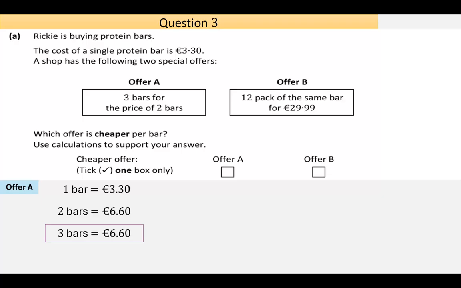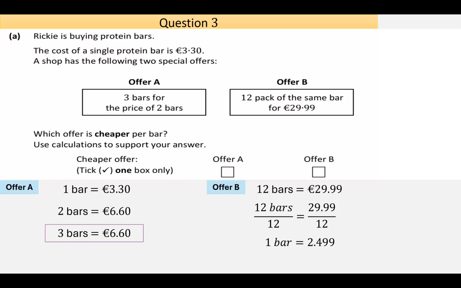Now, the 12-pack offer, okay, is 12 bars for $29.99. Now, to find out what 1 bar is, we divide by 12. If you do it to one side, you have to do it to the other. And that's a simple way to keep the algebra clear. That gives us an answer of 1 bar is equal to €2.49 effectively.